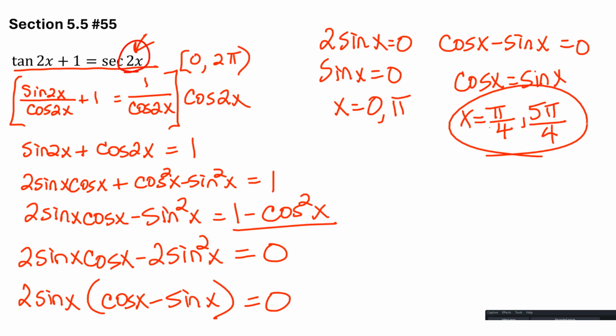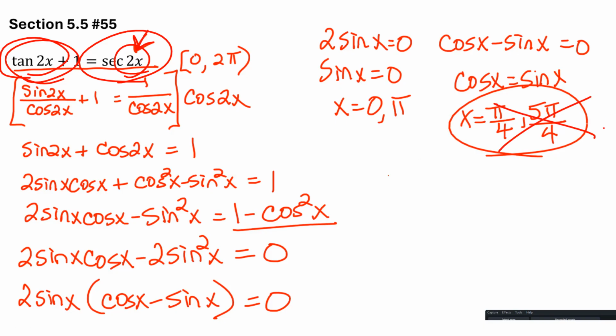So pi over 4 and 5 pi over 4 cannot be solutions, because when you put pi over 4 into the original equation, for example, you get pi over 2 here. Secant pi over 2 is undefined. Tangent pi over 2 is undefined. Same thing if you put in 5 pi over 4, that's 5 pi over 2, which also gives you an undefined value for secant and tangent. So these two values cannot be solutions. So the only values that actually work in the original equation would be 0 and pi.